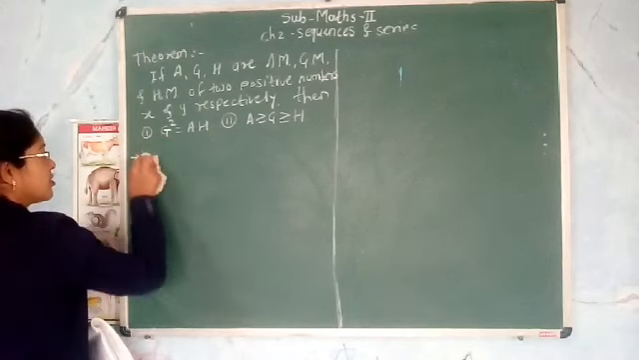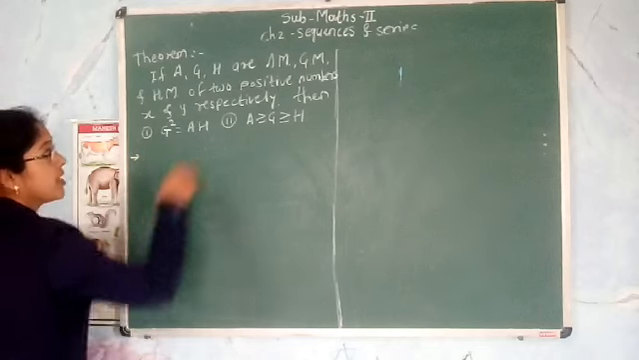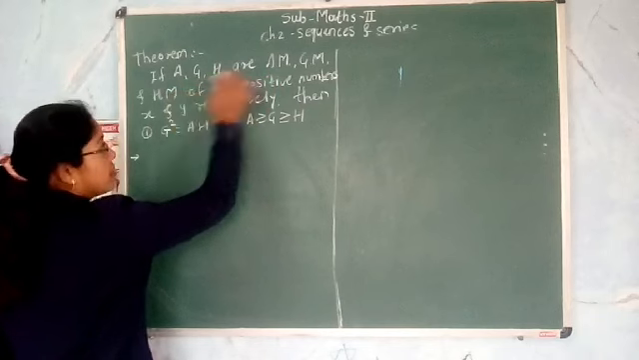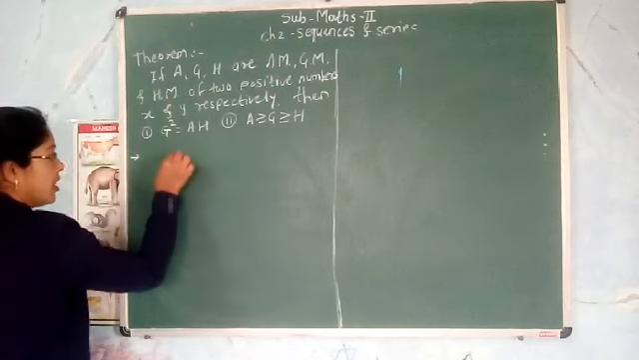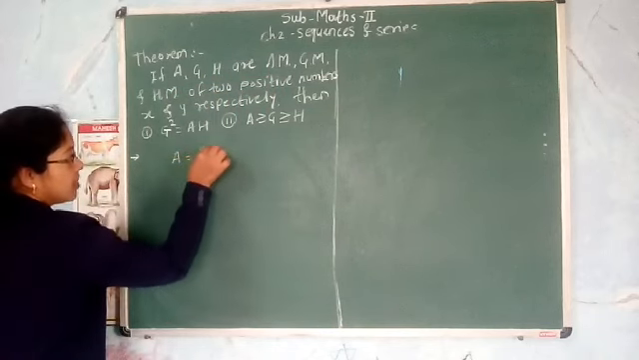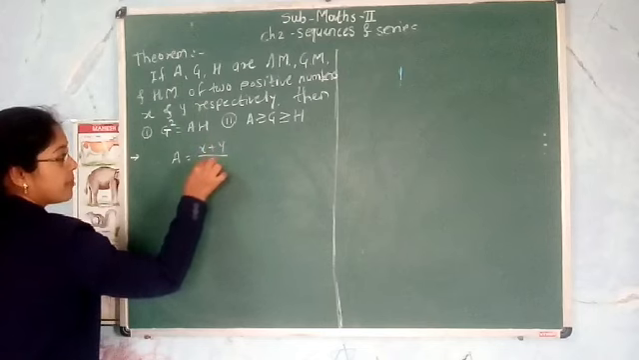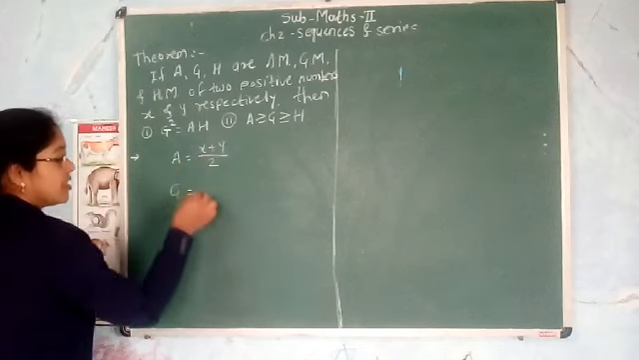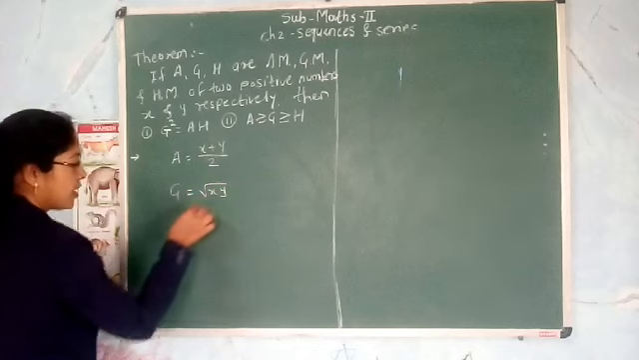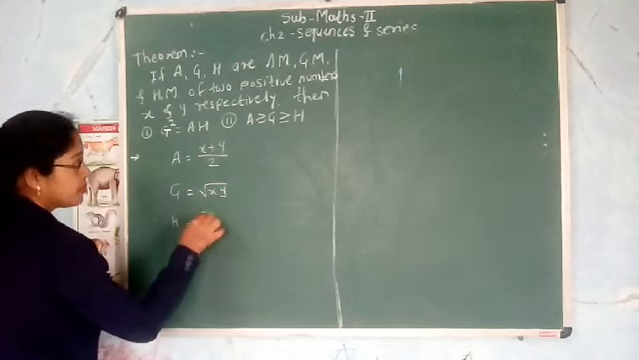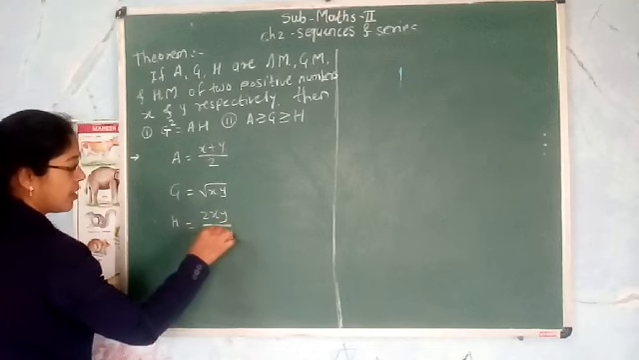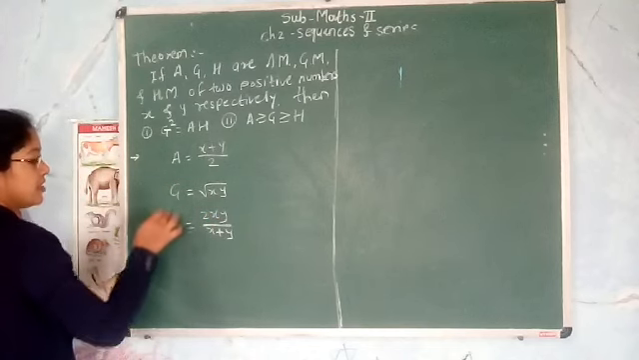First we write formulas of arithmetic mean, geometric mean and harmonic mean. So A, G, H are AM, GM and HM. So A is equal to, arithmetic mean is (x plus y) upon 2. G is geometric mean, the formula is under root of xy, and H is equal to 2xy upon x plus y. So these are the formulas of A, G and H.